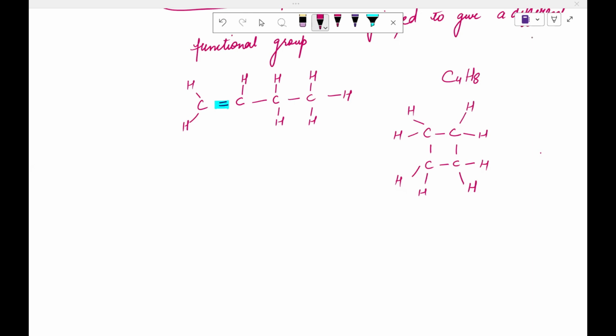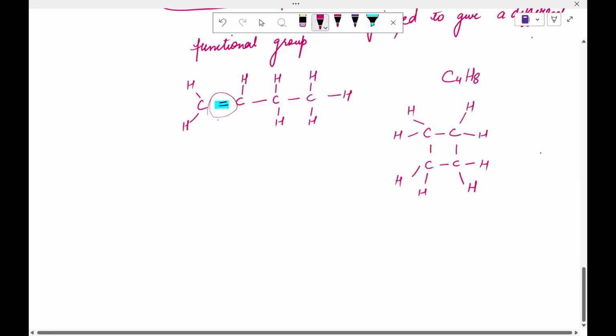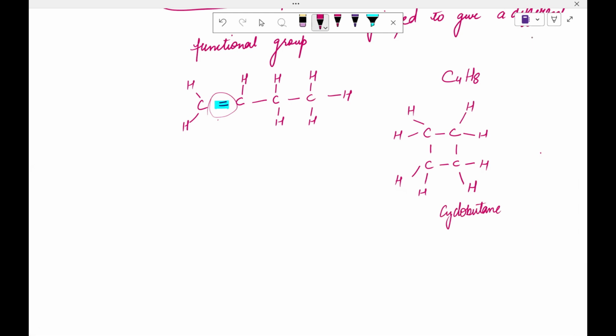So we have done this example. These are basically examples of functional group isomers, because you have seen the functional group was at this point, and now it can be turned into this cyclobutane form. Okay, and now we can see that there is basically no functional group over here. Let's do one more example, then you will be able to know it more clearly.